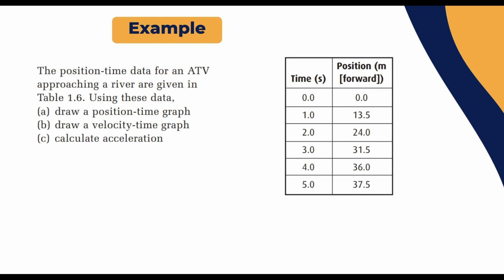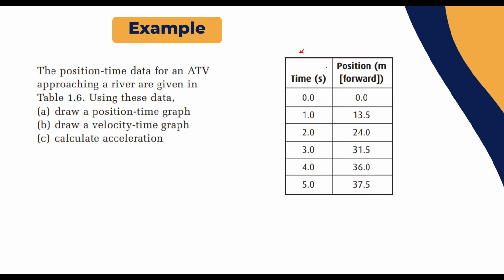A little lengthy comprehensive example on how to draw the position-time graph and velocity-time graph and how to find acceleration. So the example says the position-time data for an ATV, which is a kind of vehicle used for vehicle sports, approaching a river, are given in the table over here. So that's your table for position and time.